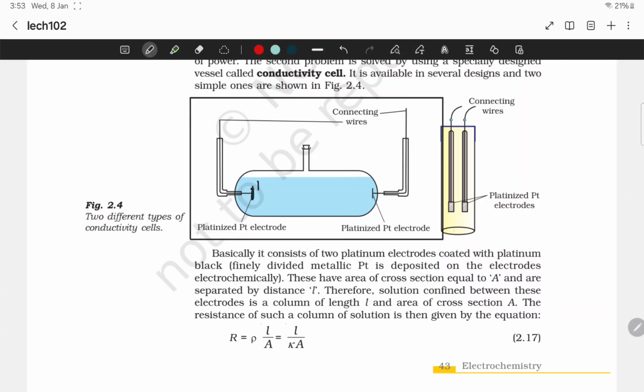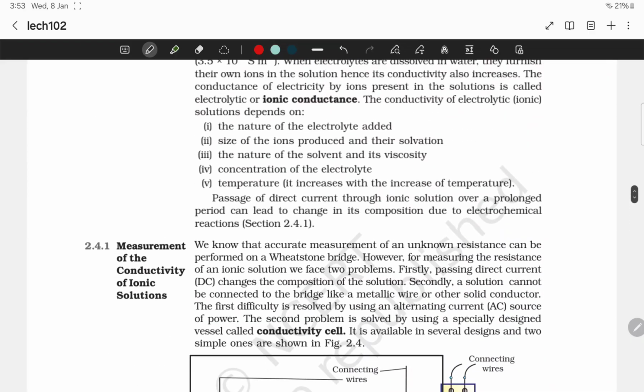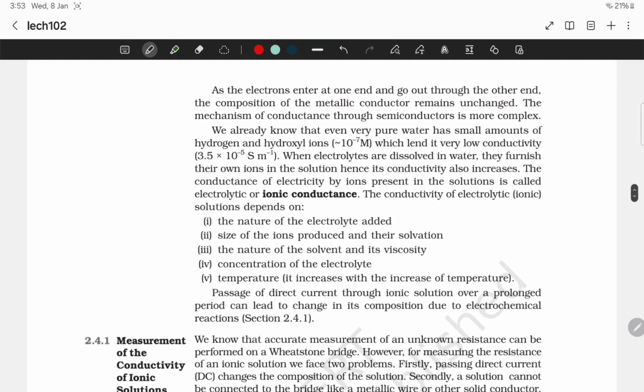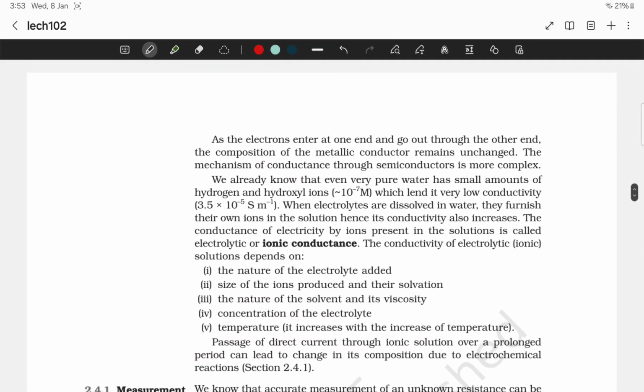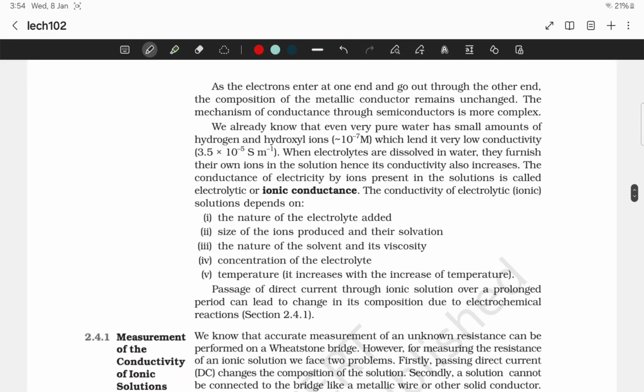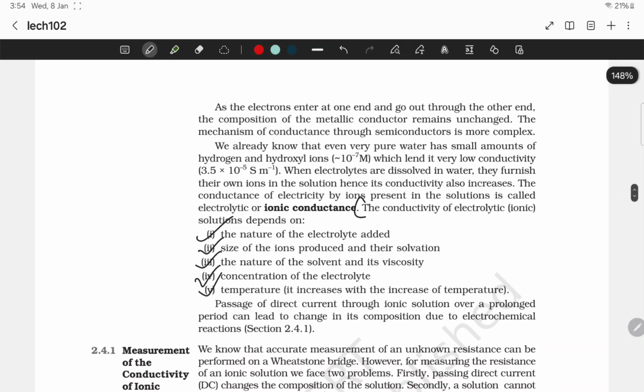The area of this plate is A. The length between these two plates is L. So this will never change. That way the cell constant is a constant. This thing I didn't tell. The conductivity of an electrolytic solution depends on these 5 factors. We'll read the factors: the nature of the electrolyte, the size of the ions, the nature of the solvent, the concentration of electrolyte and temperature.